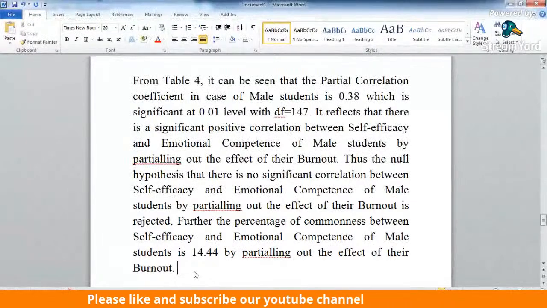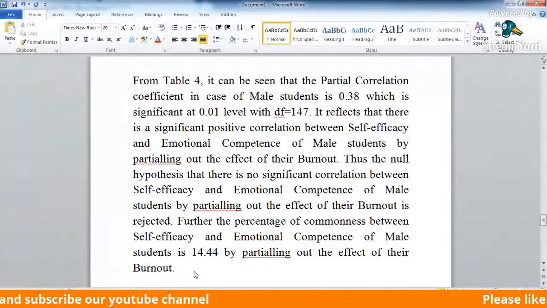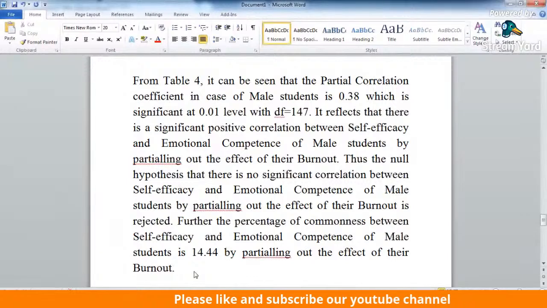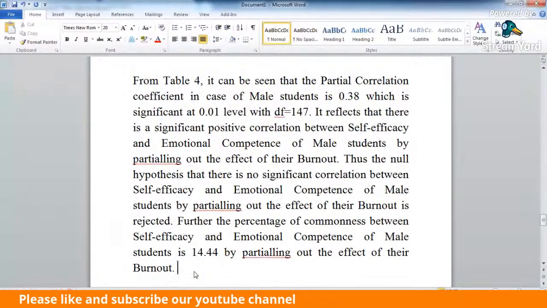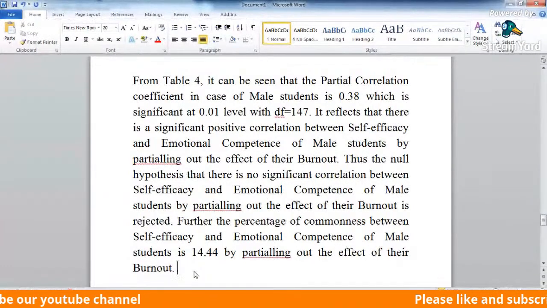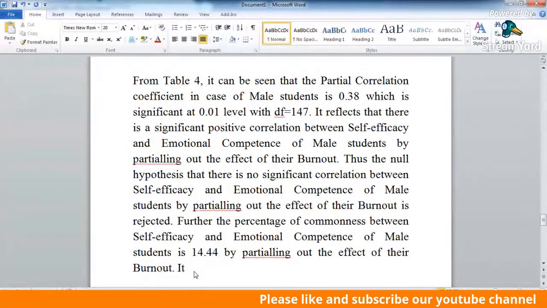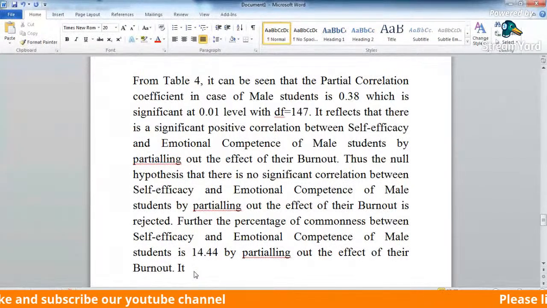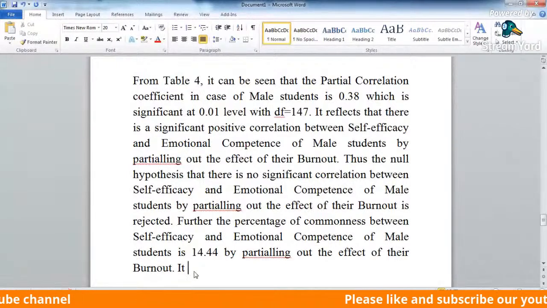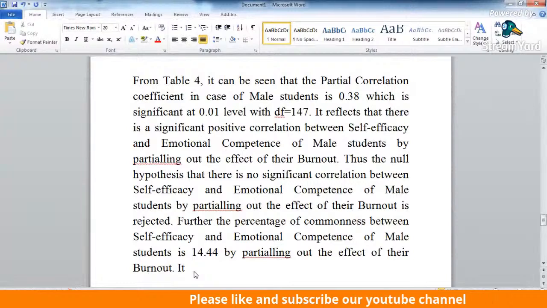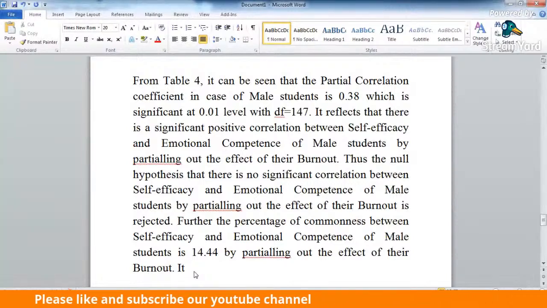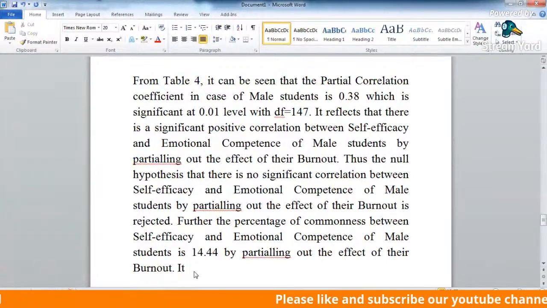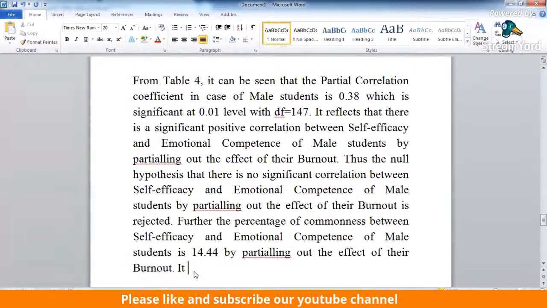Okay. Now this commonness is only 14.44%, which is not very high. Okay, but it is positive. So it means that if it would have been more than 50%, the commonness would have been around 50%, then you could have said, yes, it is substantial. But if it would have been 80 or 90%, then it is high.